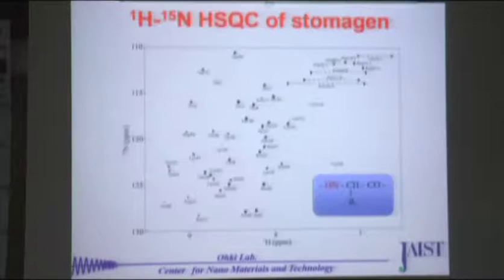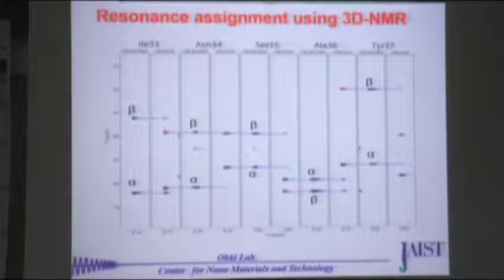analyze them. And this is one of the results of the NMR spectrum, proton and nitrogen-15 HSQC. Quite nice dispersion, nice line shape. And this is another example of resonance assignment using 3D NMR. This is the combination of CBCACONH and HNCACB from isoleucine 33 to tyrosine 37. We see nice connectivity. Here is the carbon axis, alpha carbon and beta carbon. Nice connectivities are observed.